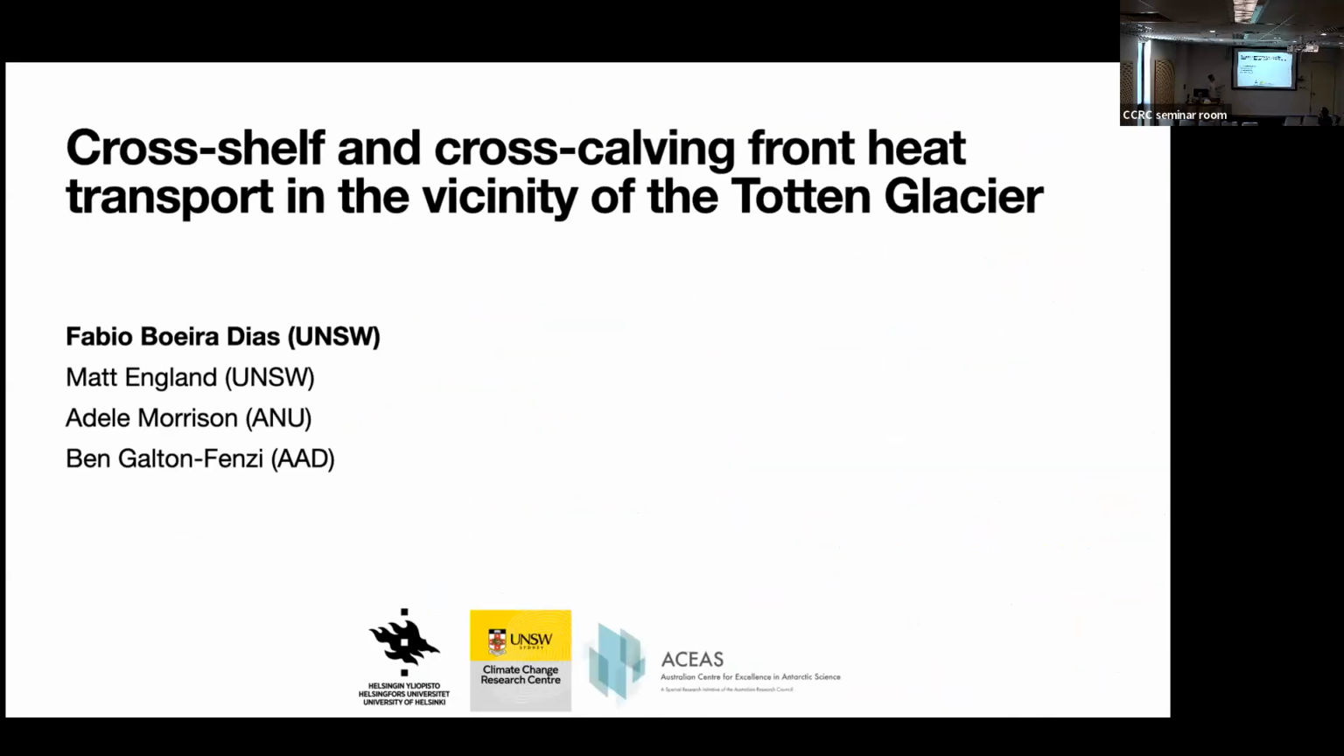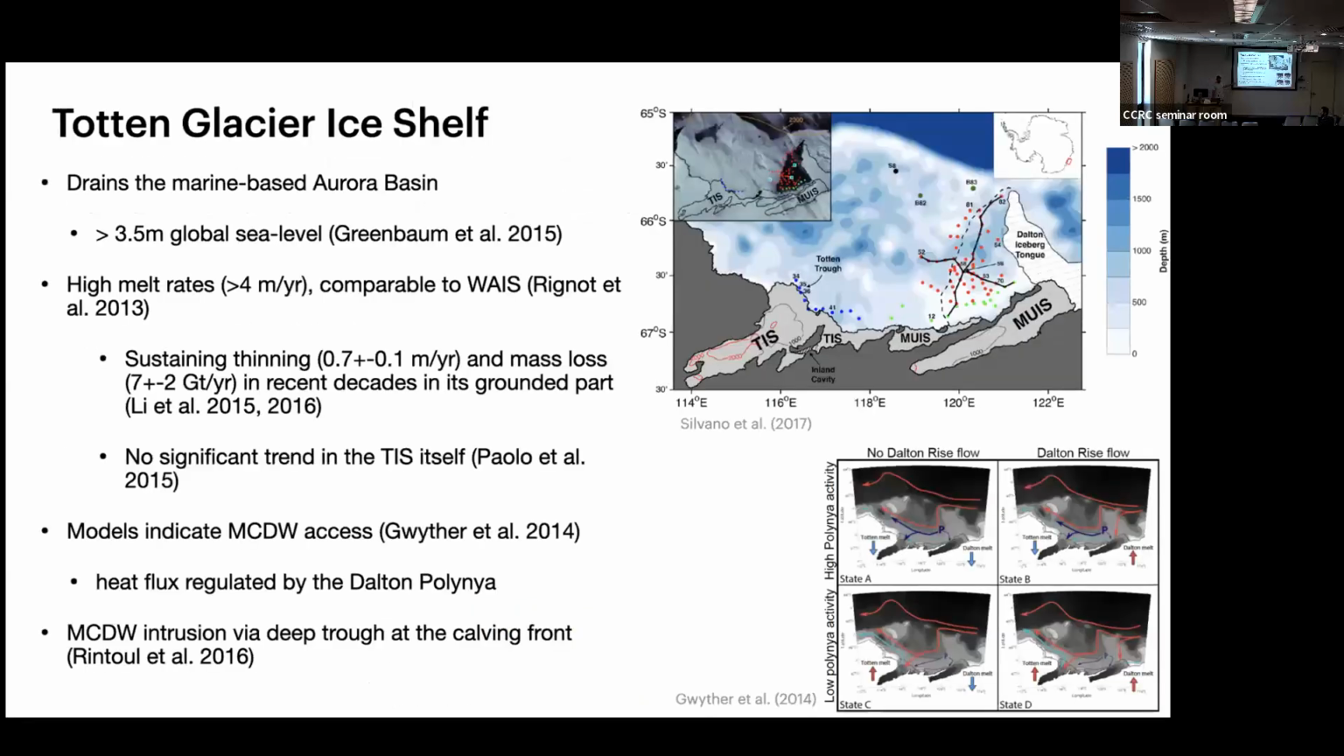So this is all about cross-shelf and cross-calving front heat transport. For this talk, I'm focusing on the area around the Totten Glacier. Totten is quite an important ice shelf. It drains the marine-based Aurora Basin, which holds the equivalent of more than 3.5 meters of global sea level. Satellites have observed pretty high melt rates, more than 4 meters per year, equivalent to some of the rapidly melting ice shelves in West Antarctica.